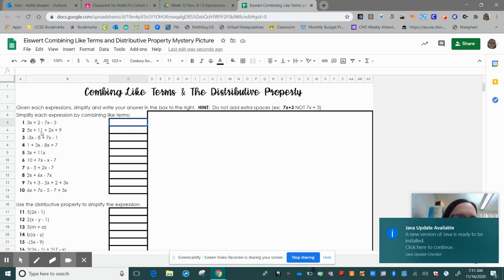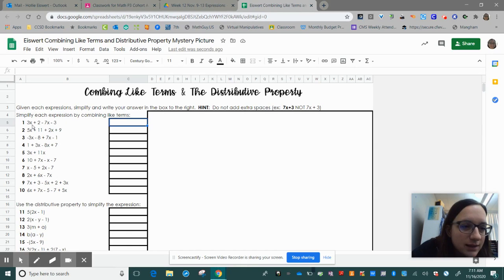So here we go. If we look at number 1, we have 3x and negative 7x. So notice it's a negative 7. If we don't subtract, it will be wrong. So we have 3x minus 7x gives us, 7 minus 3 is 4. The negative wins the sign battle, so we have negative 4x.